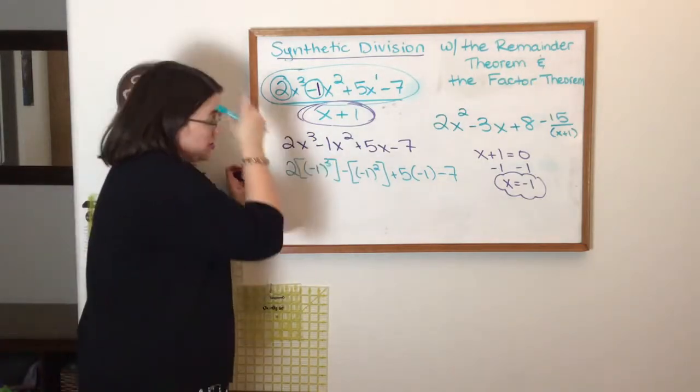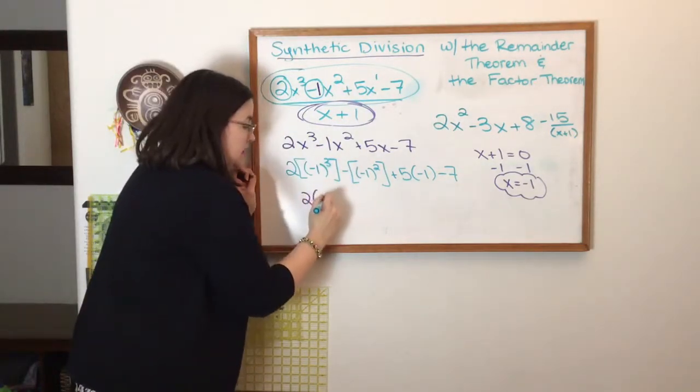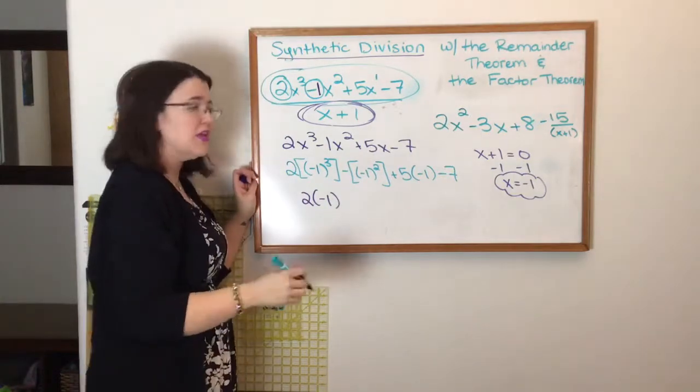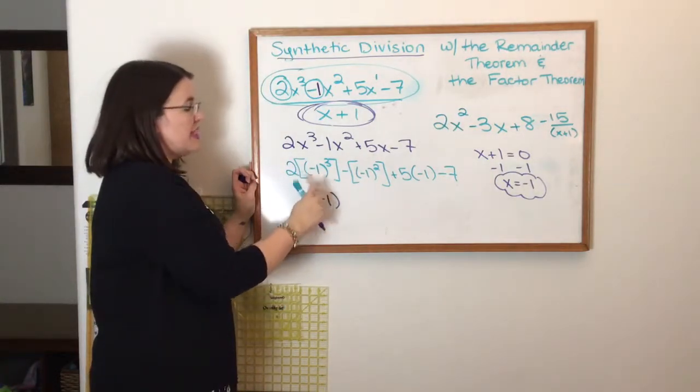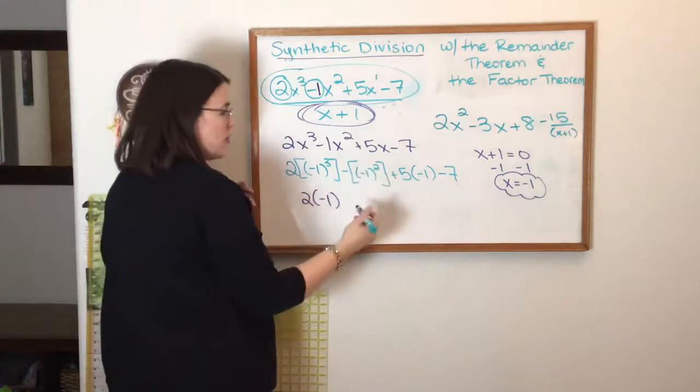All right, negative 1 to the third is negative 1. If you're not sure, you can always use a calculator, but negative times negative times negative stays negative. Okay, negative 1 squared is a positive 1.